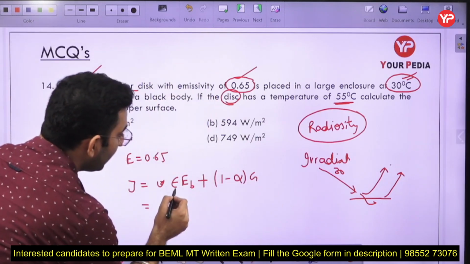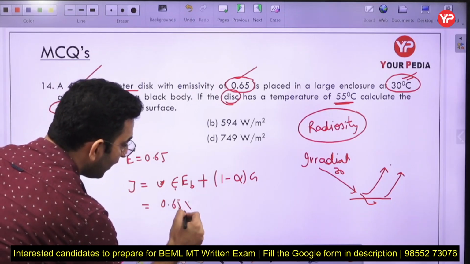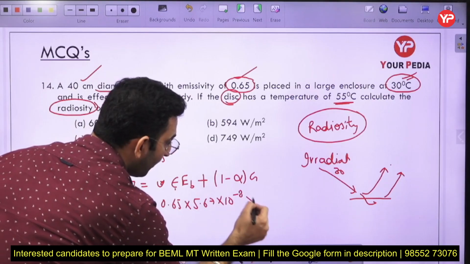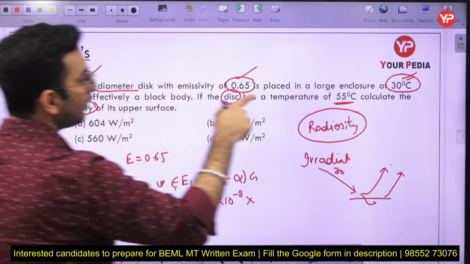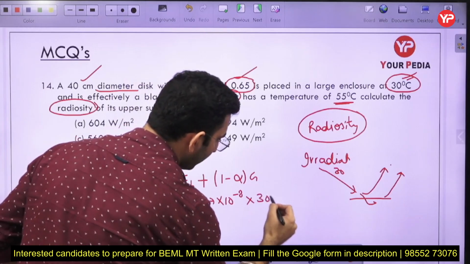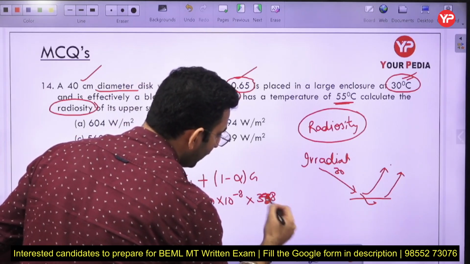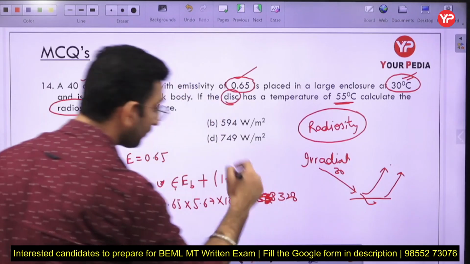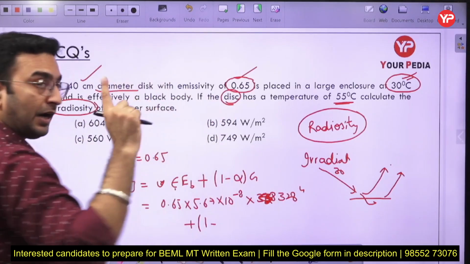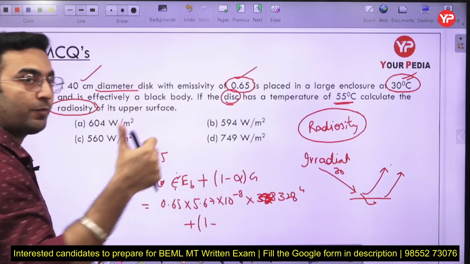So now you can see this is the emissivity of the disc, that is 0.65 multiplied by 5.67 into 10 to the power minus 8 multiplied by 55 degrees Celsius, which will be around 338, I think 328, sorry, 328 Kelvin to the power 4 plus, now according to Kirchhoff's law, the value of the emissivity and the absorptivity are going to be the same here.